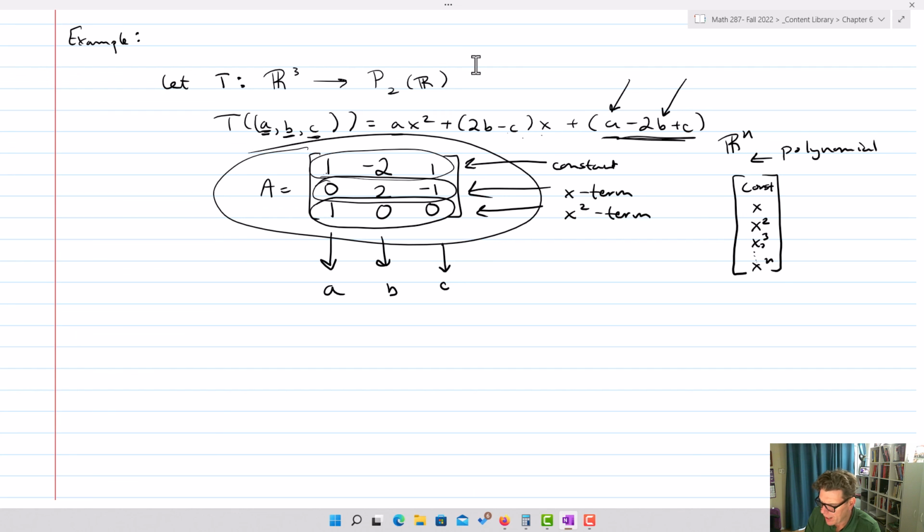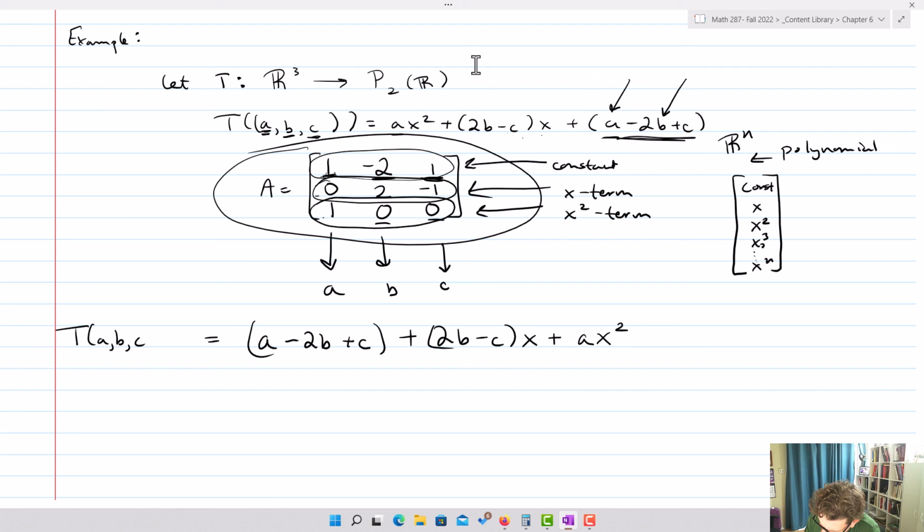But if I look here, I can actually now generate this. My constant term is going to be A minus 2B plus C, there's my constant, plus 2B minus C times x, plus then A x squared, because there's no B or C. And there is T of A, B, C again.